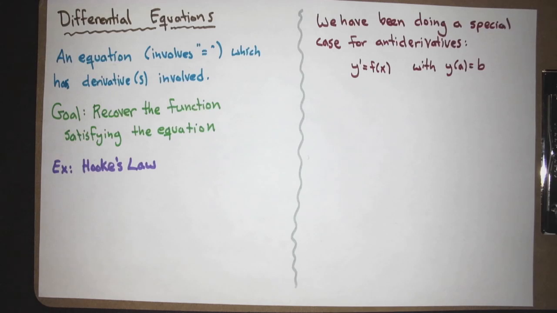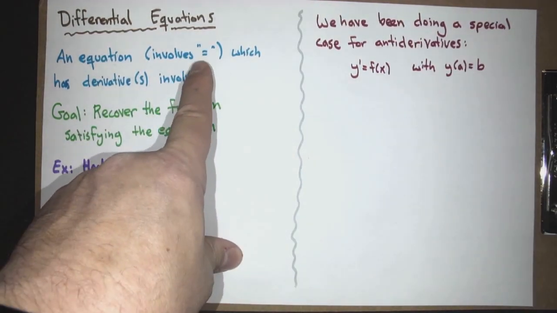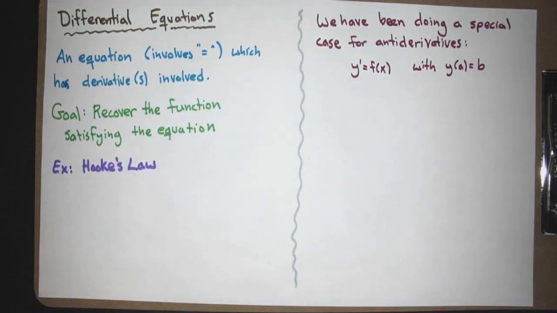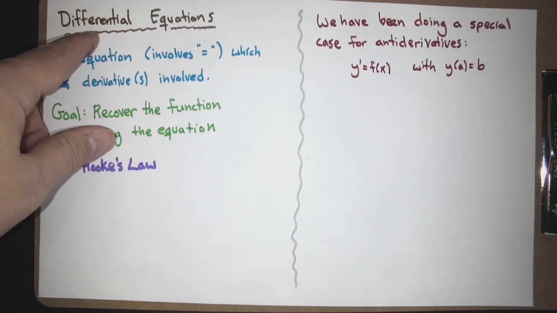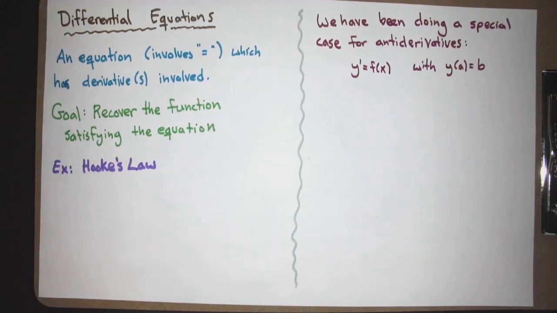Well, what is a differential equation? Well, the name kind of gives it away. It's an equation. Well, what's an equation? It's something with an equal sign. So something equals something. That's an equation. Well, what's a differential? A differential is just another way of saying a derivative. So it says, okay, I want an equation. There's an equal sign. I want a derivative involved. That's a differential equation. So anytime you have an equation with a derivative, you have a differential equation.